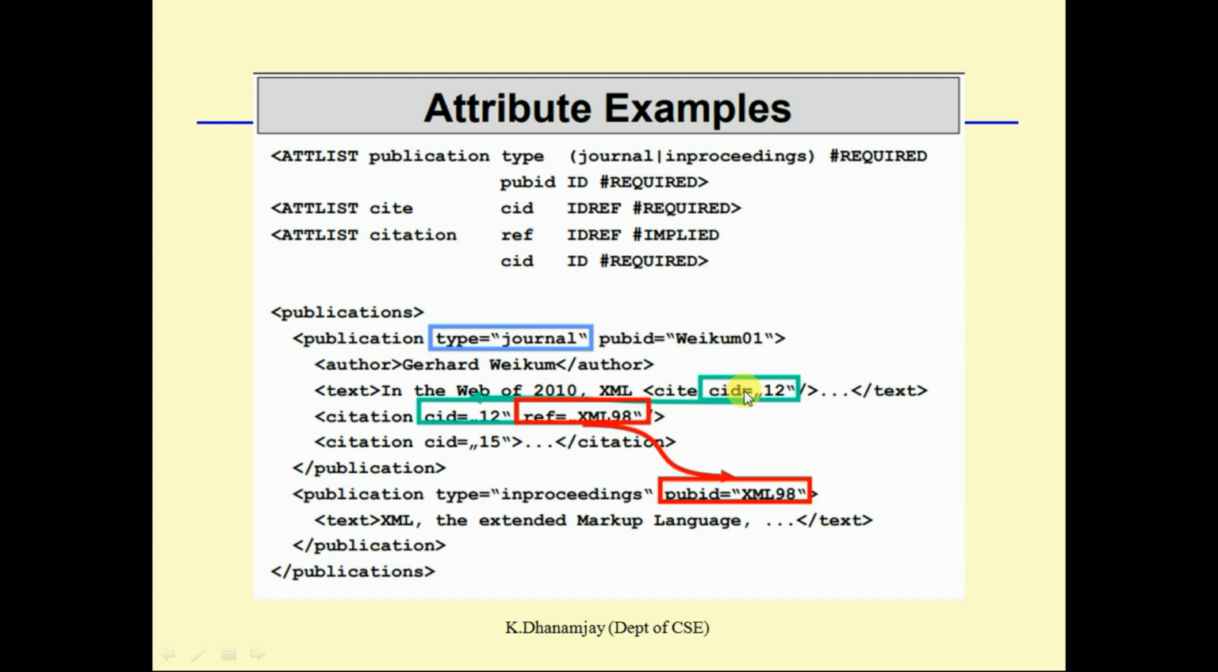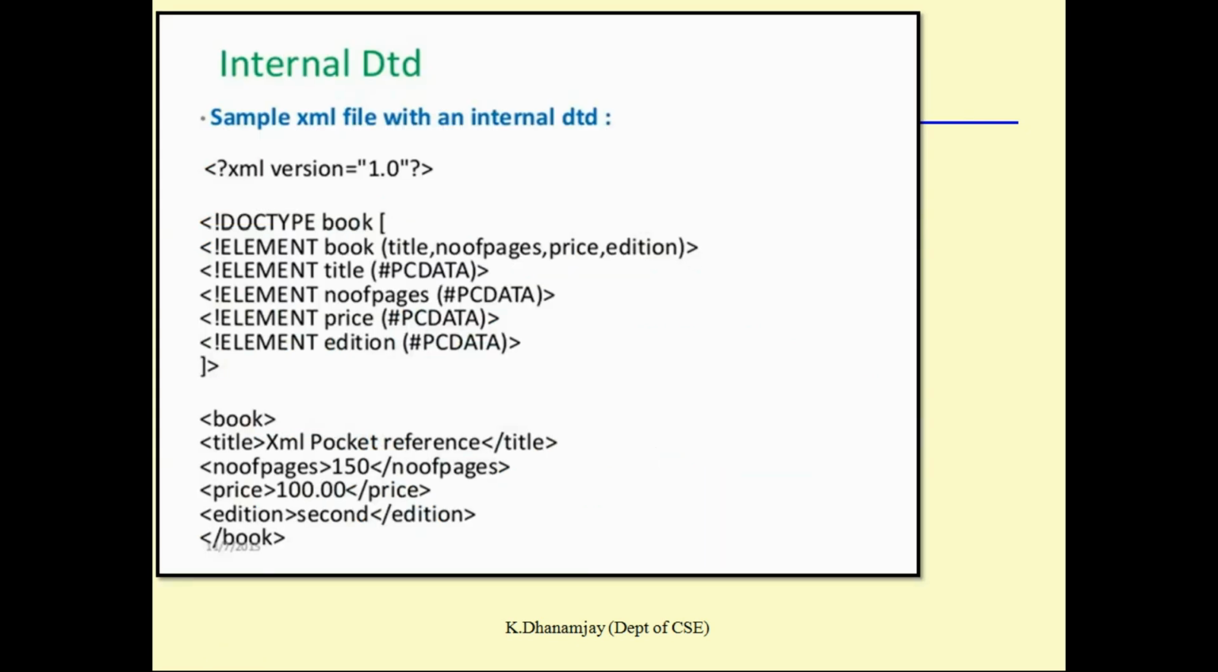So the same CID will be referred to in a citation, that is a reference here. And one more thing, the publication type: if I am using in proceedings also, then I have to refer the citation reference ID to the public ID. So this is an example of how IDs will be referred. Okay, and let's see the types of internal DTD and external DTD.